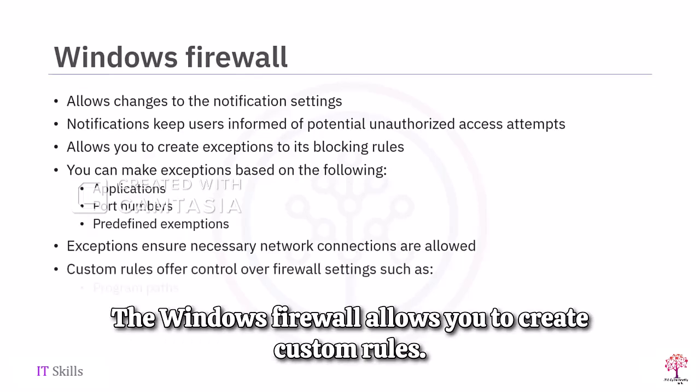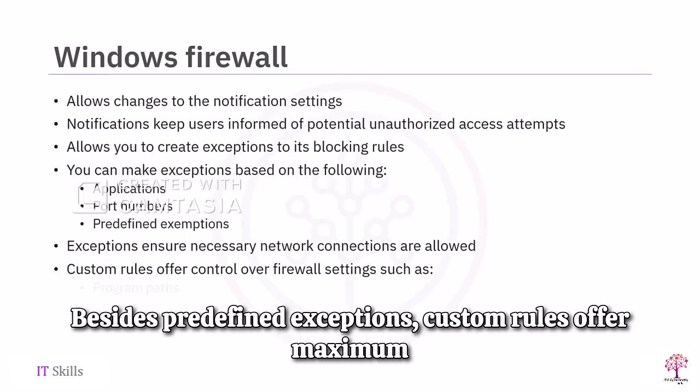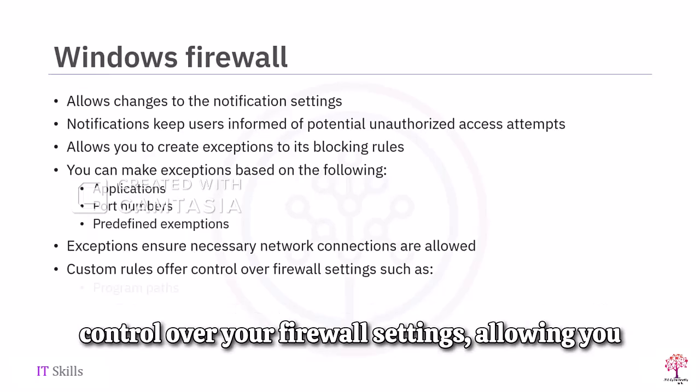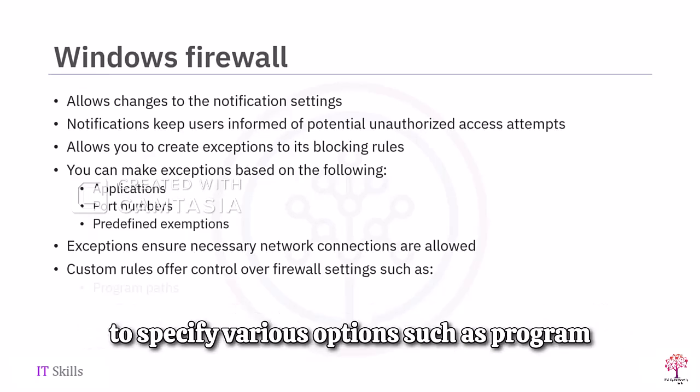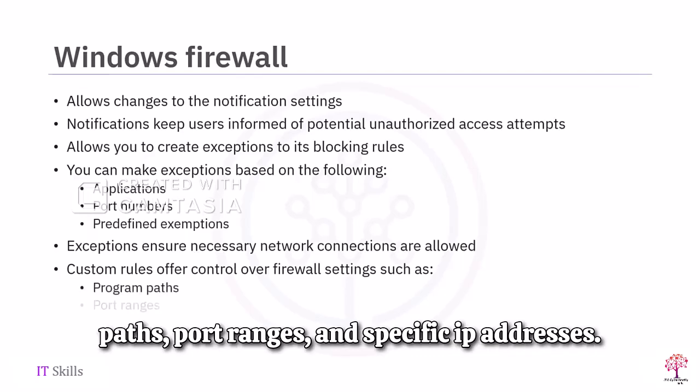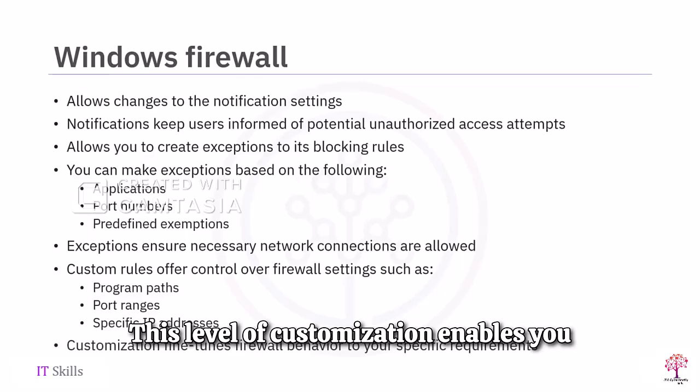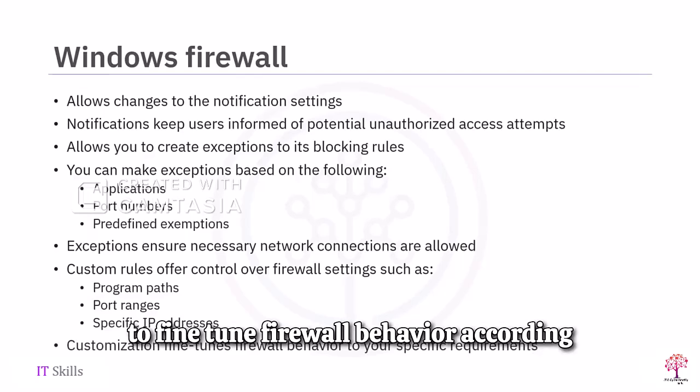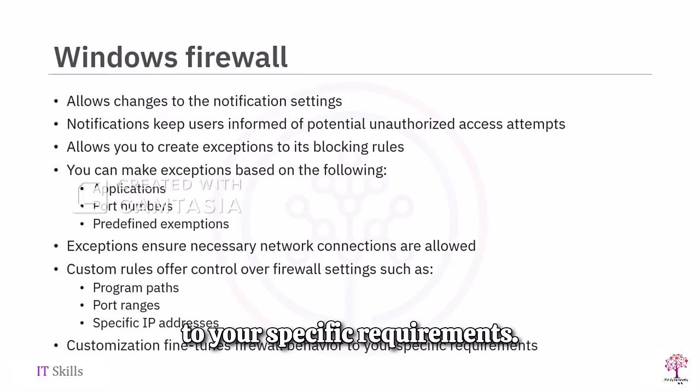The Windows Firewall allows you to create custom rules, besides predefined exceptions. Custom rules offer maximum control over your firewall settings, allowing you to specify various options such as program paths, port ranges, and specific IP addresses. This level of customization enables you to fine-tune firewall behavior according to your specific requirements.